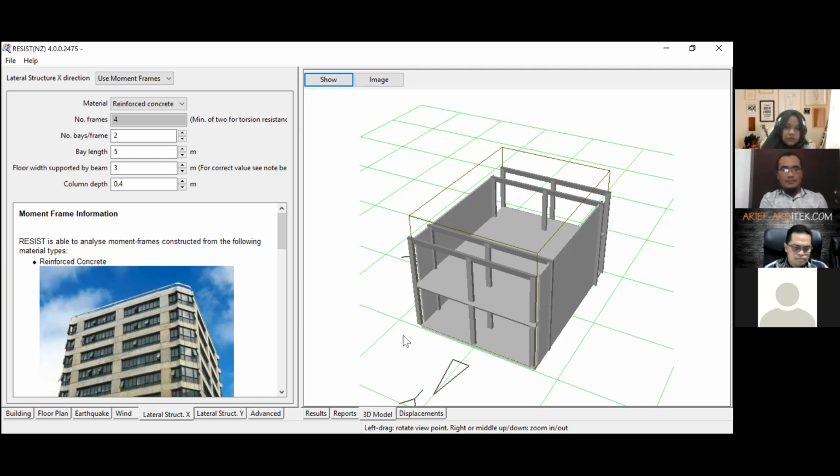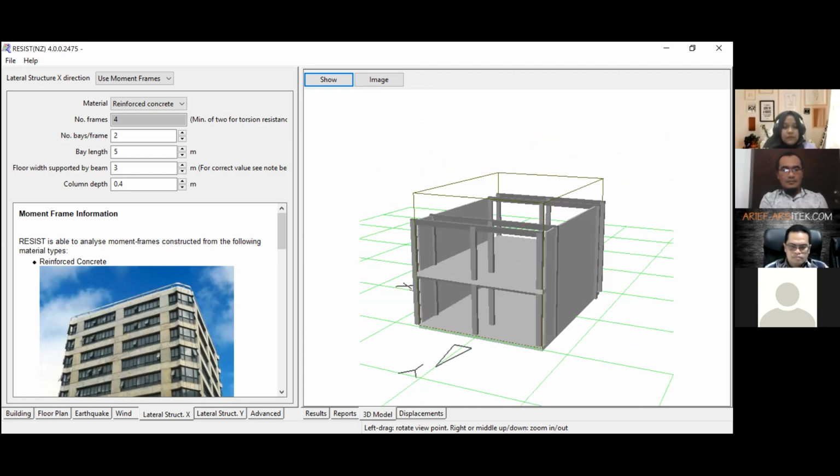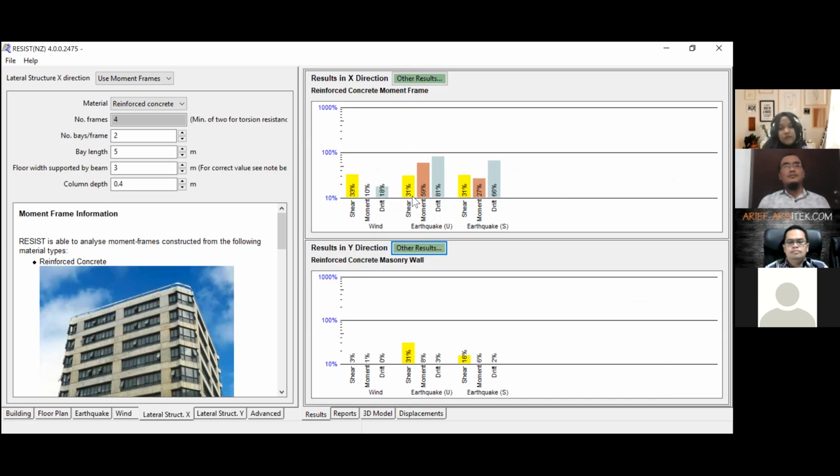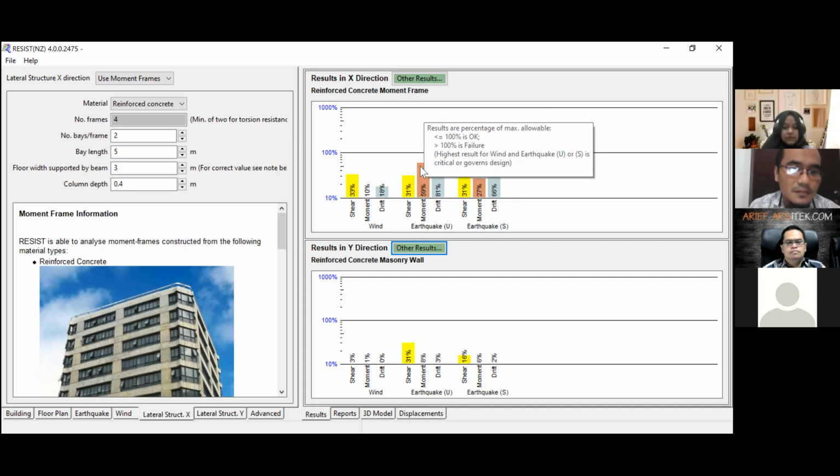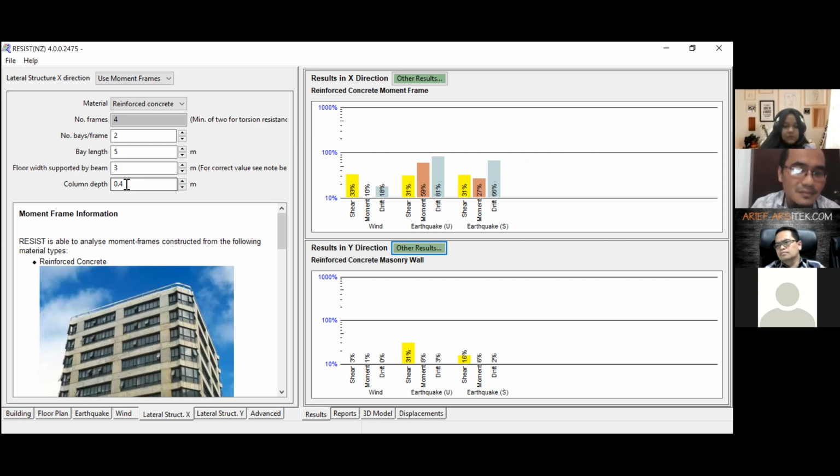And so if I go to Resist, I just need to look at the results. And so in my Resist model, this is for the X direction and the concrete frames. They are well beneath the 100%. So they will comply with the Indonesian code as being strong enough. But it's important to note that the depth of the columns is 40 centimeters.